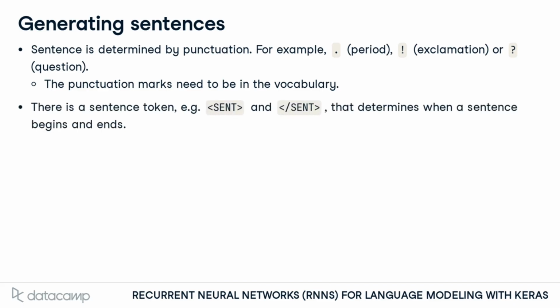If we use this approach, we must make sure that those punctuations are present in the vocabulary. Another definition is to use special tokens for the beginning and end of a sentence. For example, use token sent to start the sentence and /sent to represent its end. This approach needs the training data to be pre-processed to insert these tokens on all sentences before training.